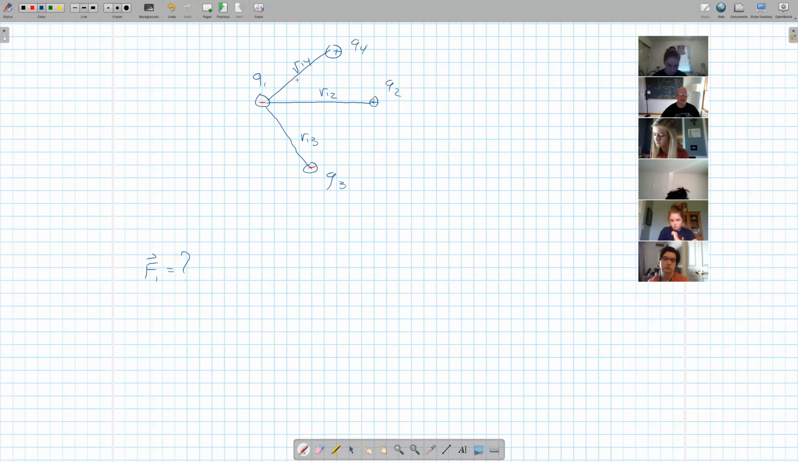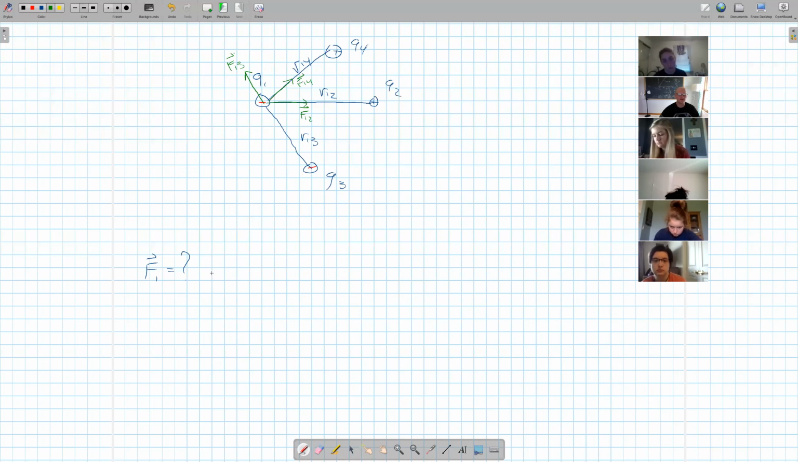So in this case, since this is a negative charge with a positive charge, this is going to be attracted to it. So F14 is going to point in this direction. This is also a negative with a positive, so this one's also going to be attracted in this direction. So this is going to be F12. But 1 and 3 are both negative charges, so it's going to be a repulsive force. So it's going to point off in this direction. So this is going to be F13.